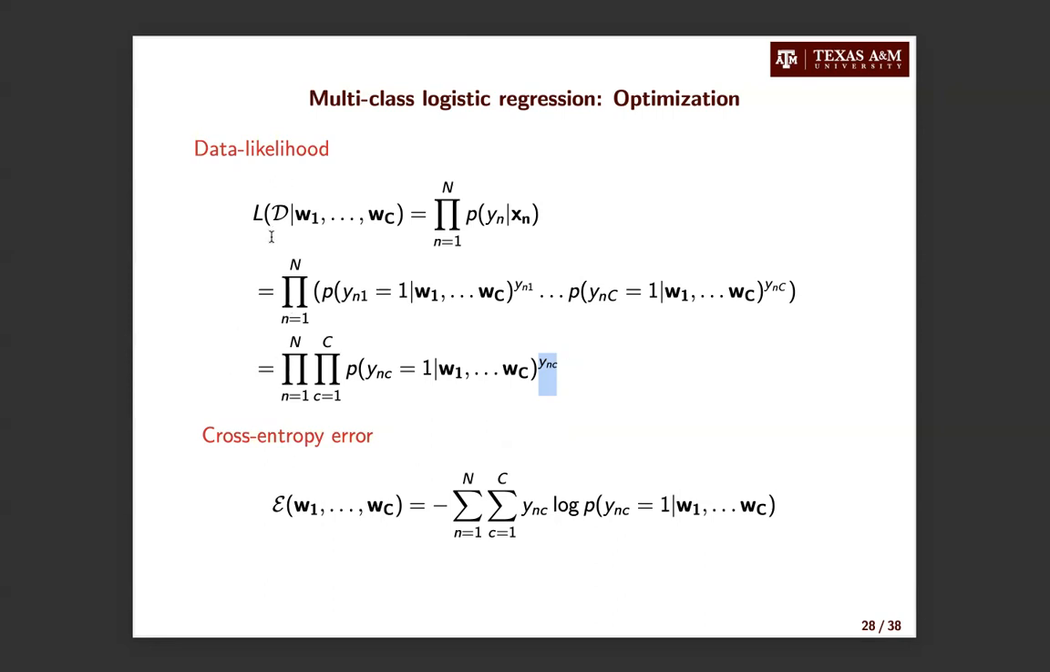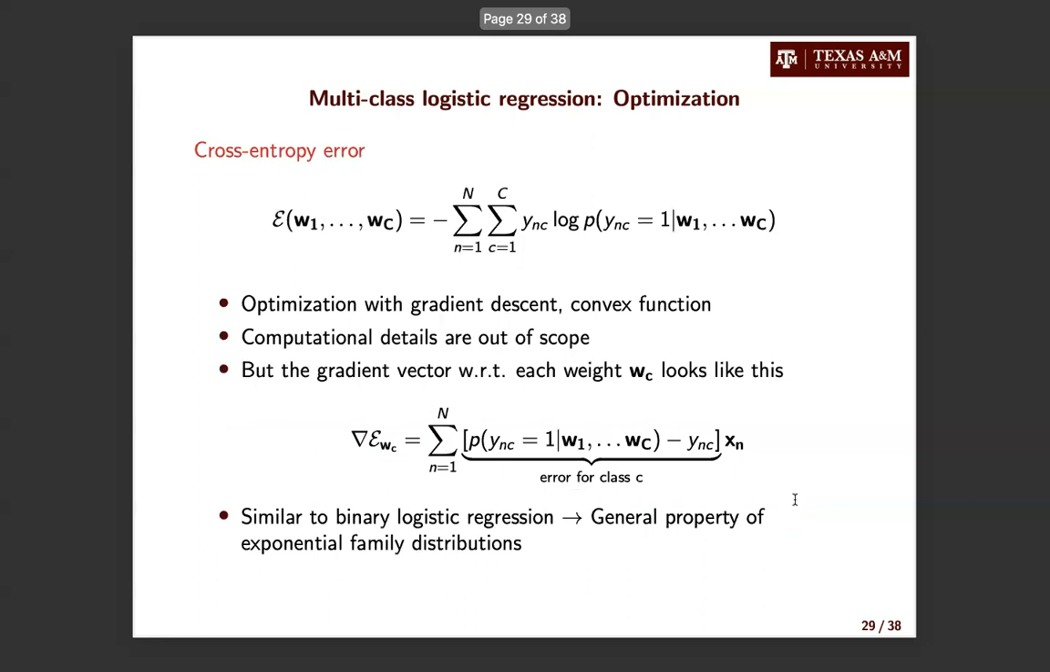Now, once we have computed the data likelihood, it's very easy to compute the cross entropy error, which is just the negative of the logarithm of the data likelihood. And this is how this result looks. So if we add a logarithm here, and then bring the exponent in front from the properties of the logarithm, this is how it would look. And we would use similar optimization procedures in order to minimize this cross entropy error.